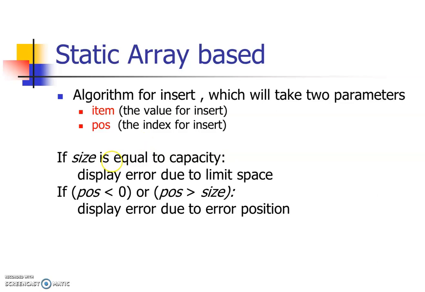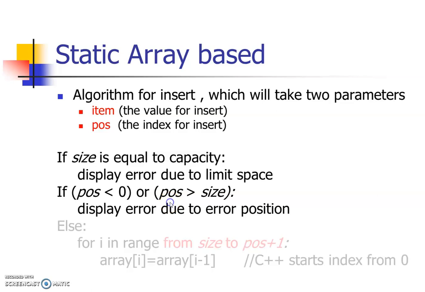If position is less than 0, indicating that you want to insert something at a negative index, that's obviously not going to be correct. Or if you want to insert at a location that's greater than size, that will break the continuity of the array. So you need to make sure the position is within the size so that it will be able to have a successful insert. And therefore, if someone wants to do something weird, then you need to have an error message show up indicating that's not a proper operation.